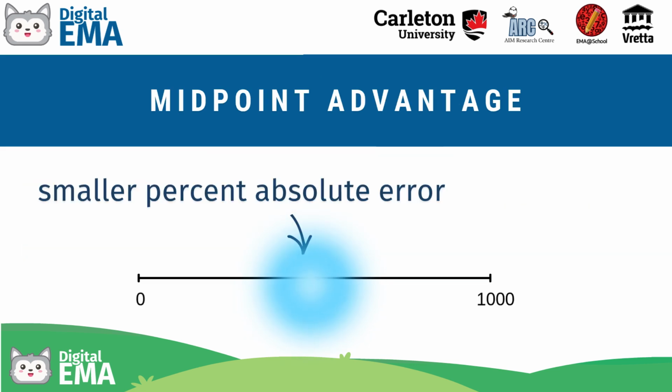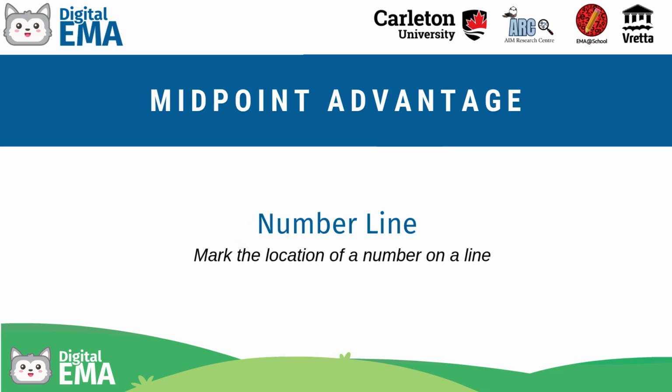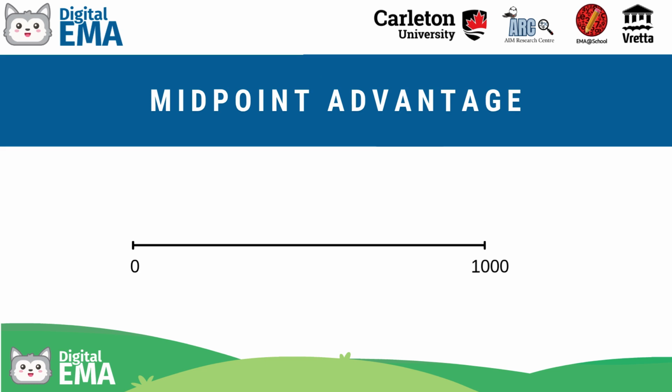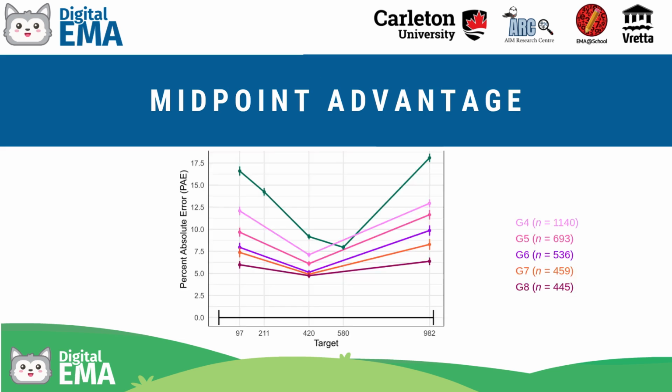There is a smaller percent absolute error for numbers that are closer to the midpoint of a number line. And so, we used a number line task to investigate a midpoint advantage. In a number line task, students are asked to place numbers like 420 on a line from 0 to 1000. Students from grades 4 to 8 were asked to place numbers 97, 420, and 982 on a line. Students in grade 3 were also asked to place numbers 211 and 580.